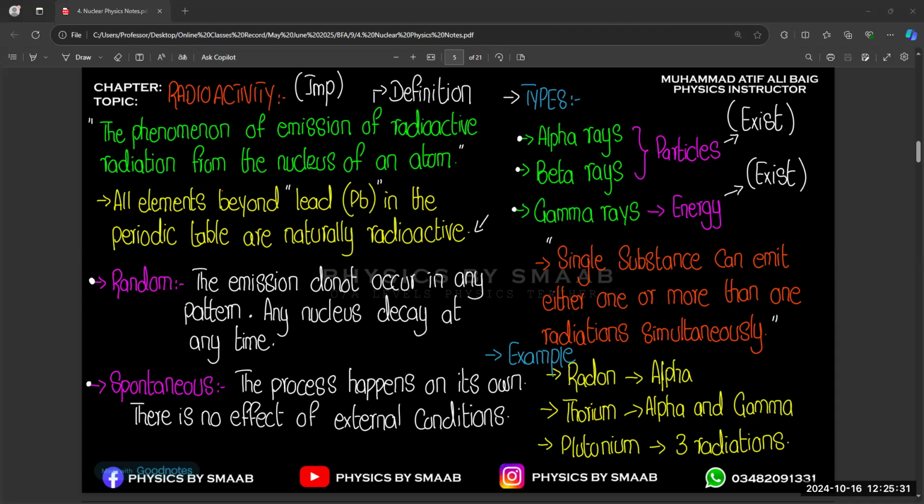Then we discussed there are three types of radioactivity: alpha particles or alpha rays, beta rays or beta particles, and gamma rays, right? And we also discussed that there are so many elements that are radioactive. So it depends upon their nature: a single element can emit one type of radiation, or it can emit two types of radiation, or it is also possible to emit three types of radiation from a single nucleus or from a single element. Okay.